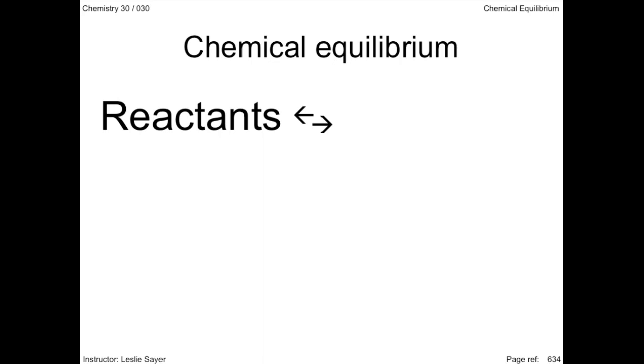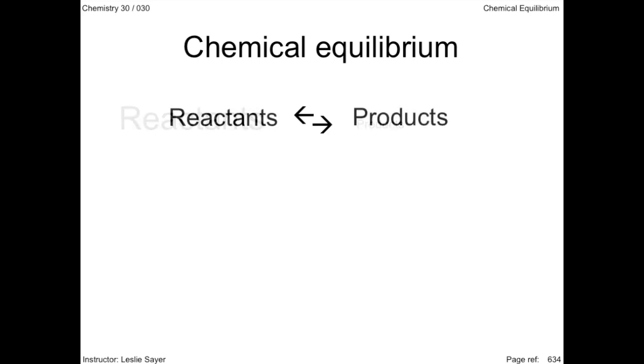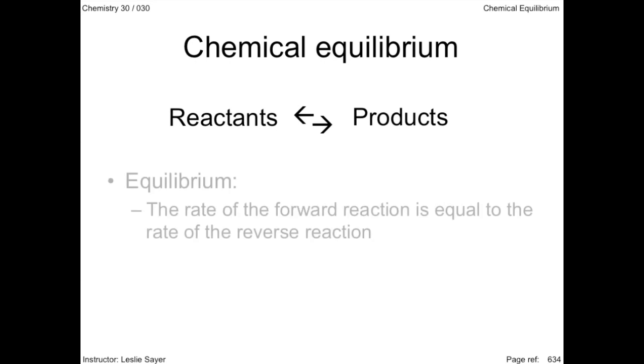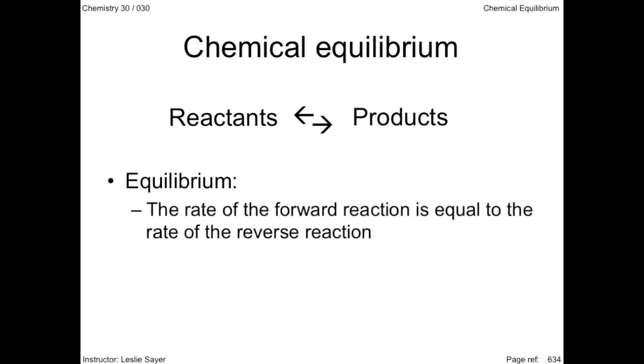Initially, when reactants are added to a reaction vessel, the forward reaction rate is greater than the reverse because the concentration of the reactants is very high compared with the concentration of the products. But as the concentration of the products increases, the rate of the reverse reaction increases. It gets to a point where the rate at which the reactants combine to form products becomes equal to the rate at which the products combine to reform the reactants. At this point, the reaction is said to be in equilibrium. So equilibrium then is when the rate of the forward reaction is equal to the rate of the reverse reaction.